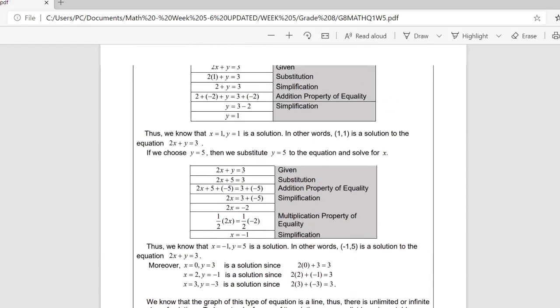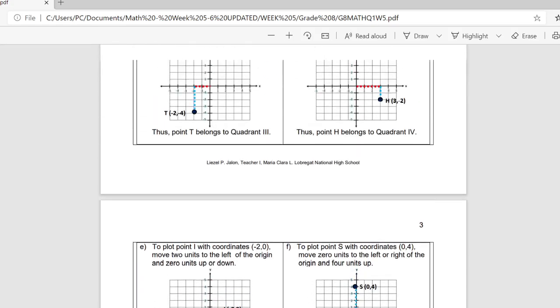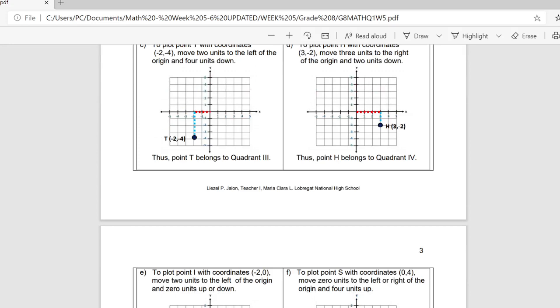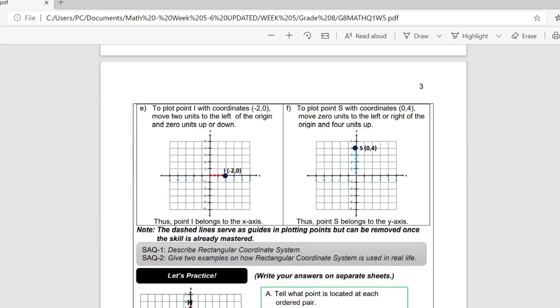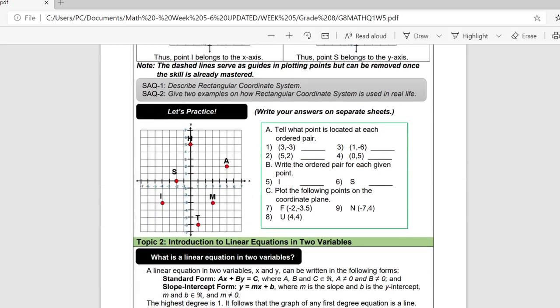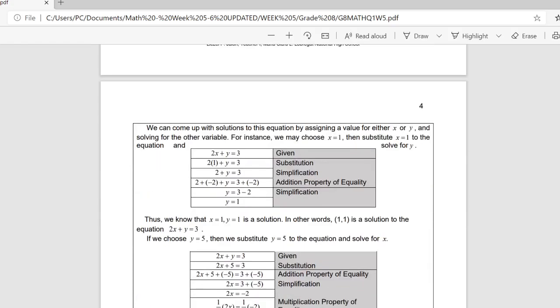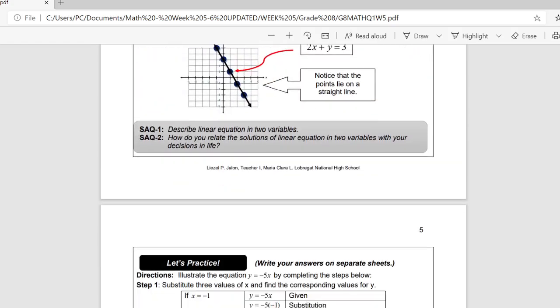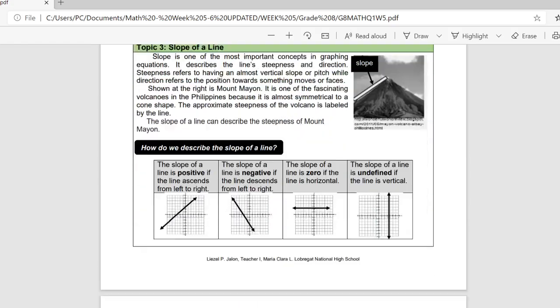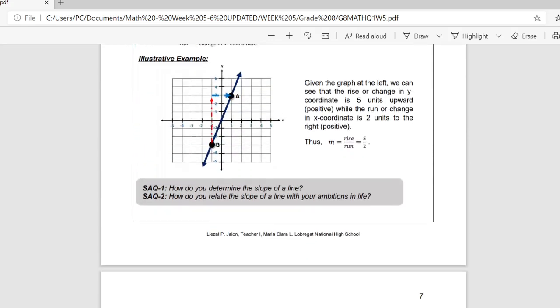Okay, so next we have practice. You have to answer those practice items there. Drill. We will not discuss this one yet. We'll go down there.